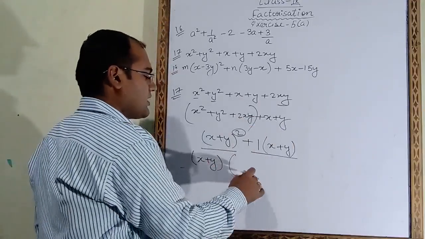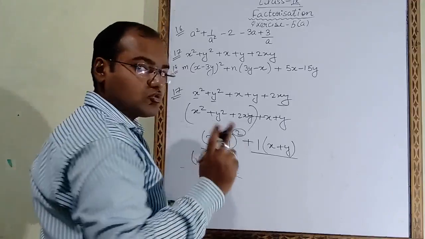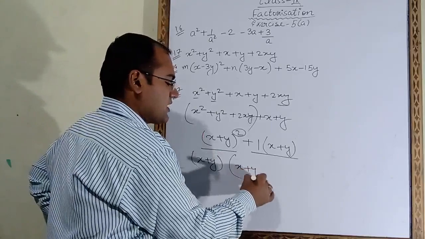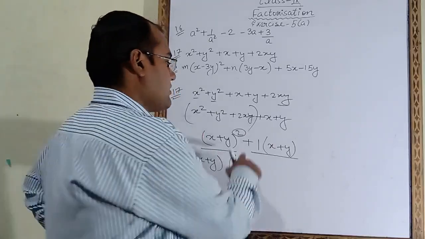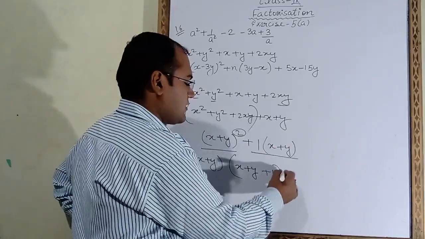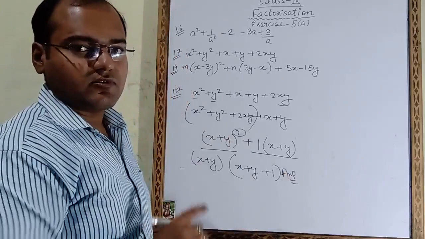Now in another bracket we have to write the remaining part. X plus y power is 2, that means 2 times it is there. 1 we have taken common, so x plus y 1 time we have to write, plus this one we have taken common, so what is remaining here? 5. So this is your answer of question number 17. Like this you have to do.